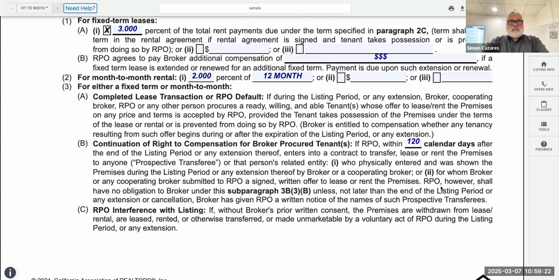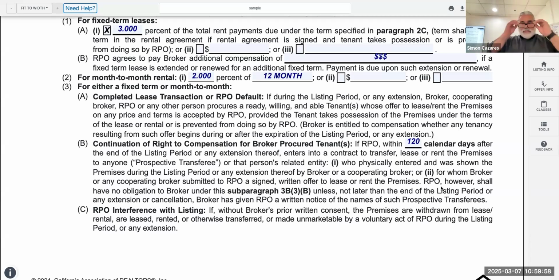So who has physically entered and was shown the property during the listing period or any extensions, it says, therefore, broker or cooperating broker, for whom broker or any cooperating broker submitted to the landlord a signed written offer to lease, rent the premises, however, shall have no obligation to broker under this paragraph 3B unless no later than the end of the listing period or any extension of the cancellation, broker has given the landlord a written notice of the names of such prospecting clients.